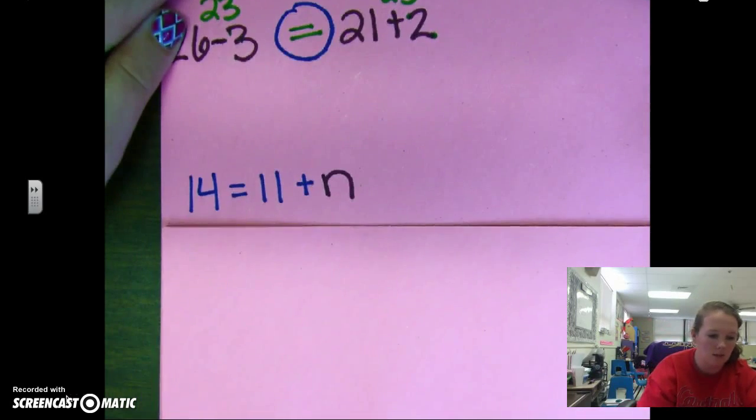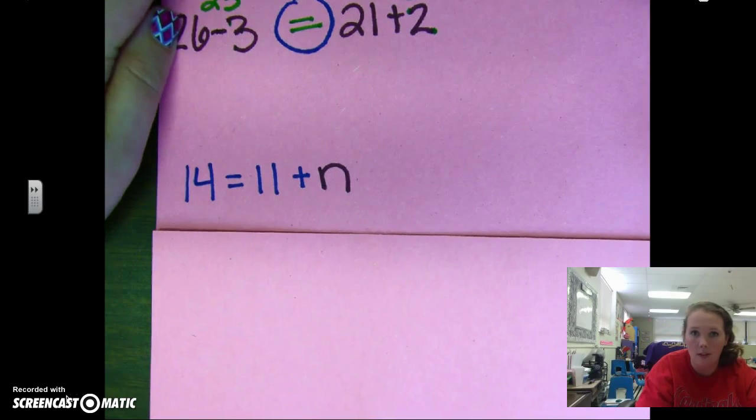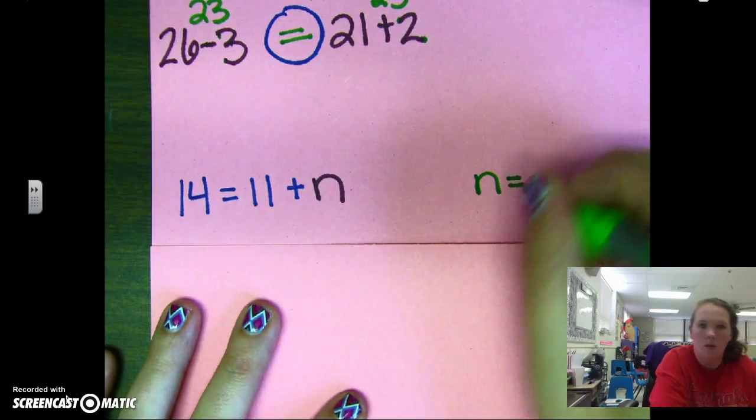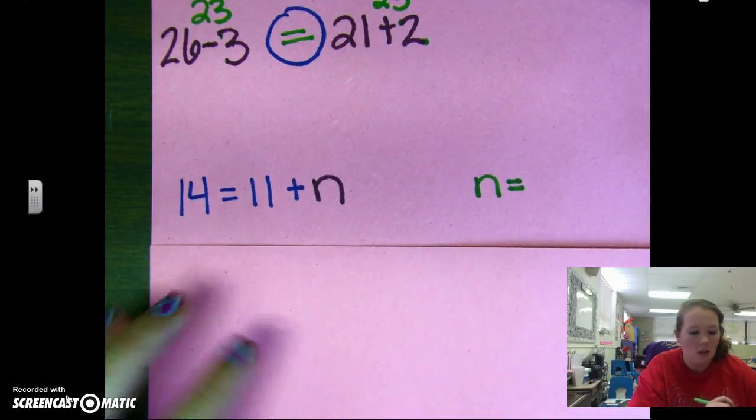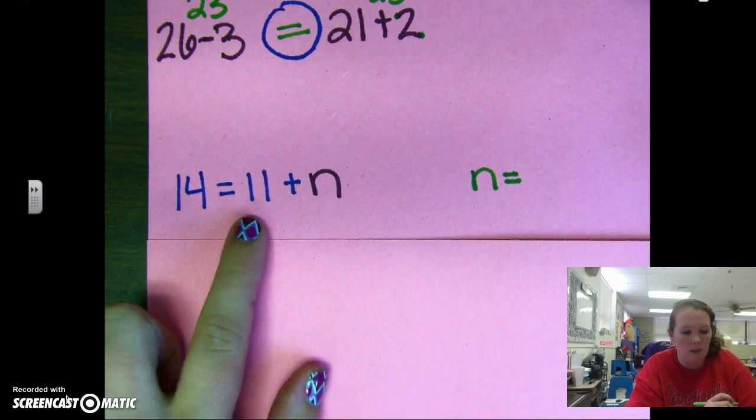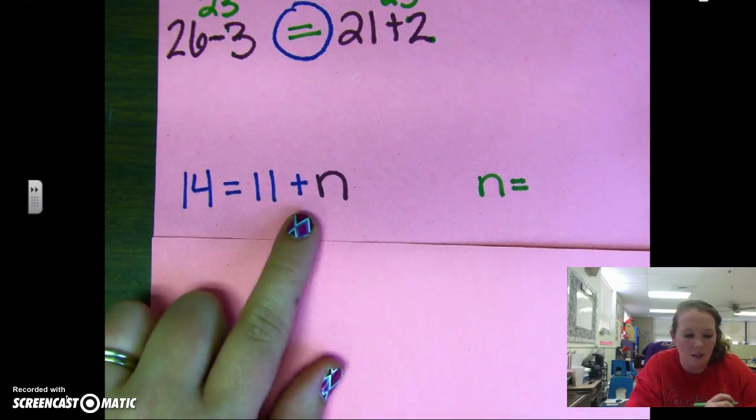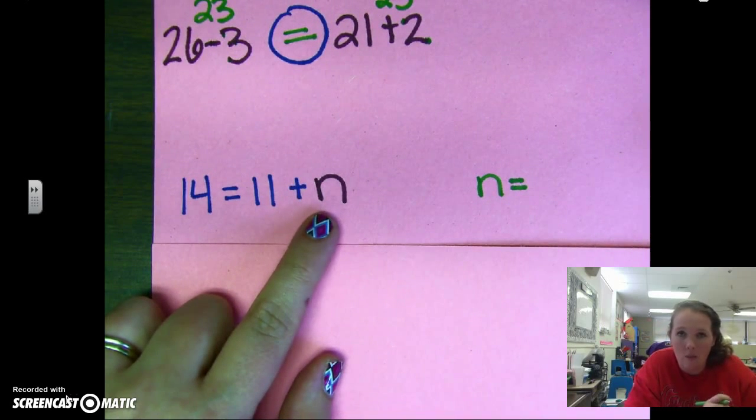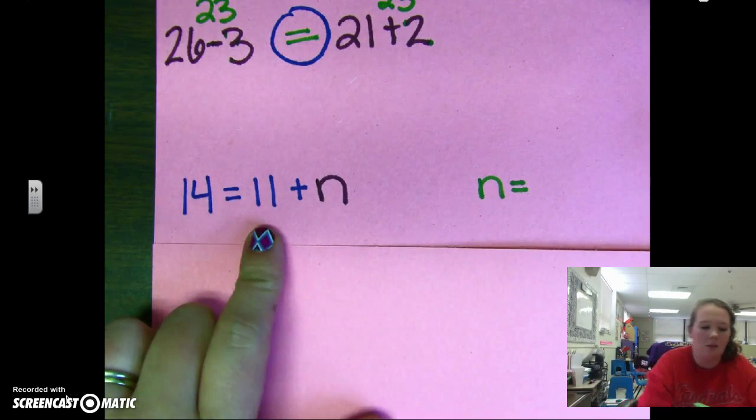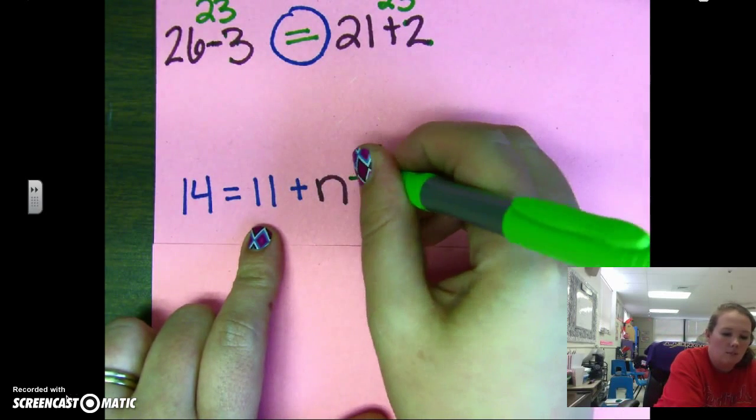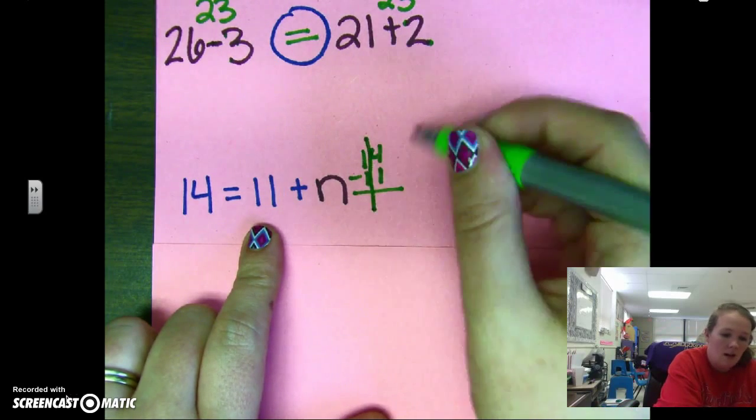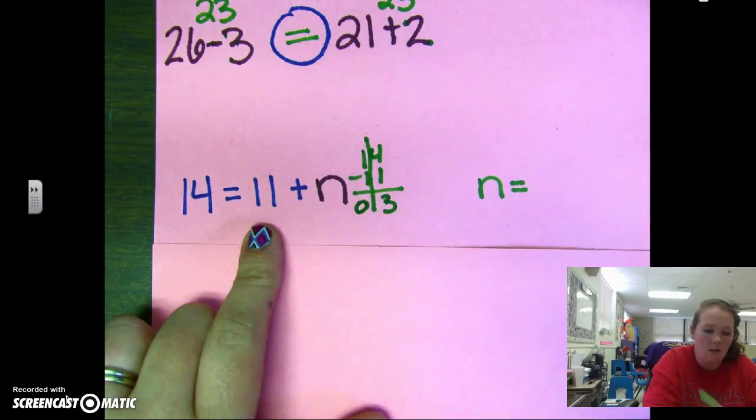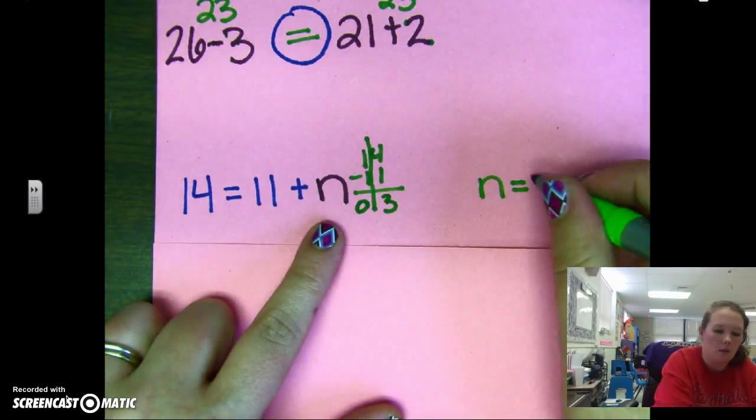All right, let's try one like this. Solve for n. Whenever you solve for n, you will write n equals and then whatever number you figured it out to be. So I'm trying to get to 14. On this side, I have 11 plus something. This is an addition problem, but I don't know what I'm adding together. So I can use my fact families and subtract to figure it out. So I'm going to write 14 minus 11. I know that 4 minus 1 is 3, and 1 minus 1 is 0, so n equals 3.